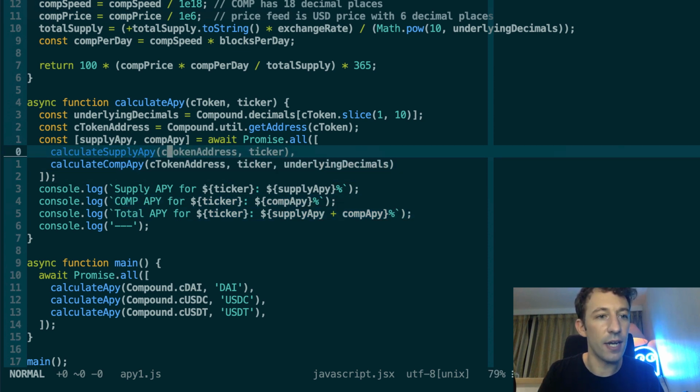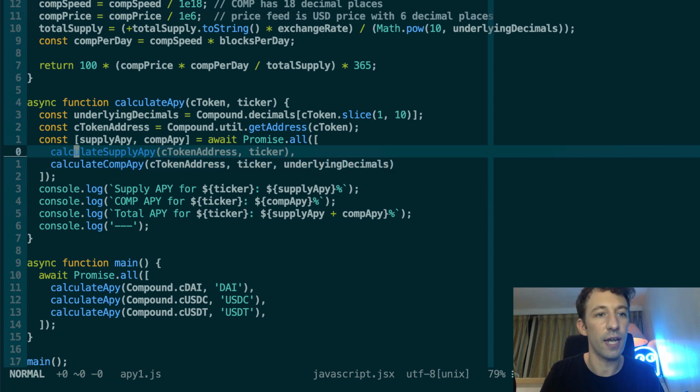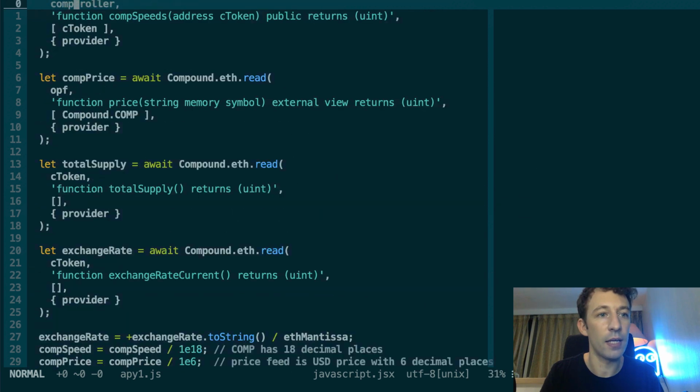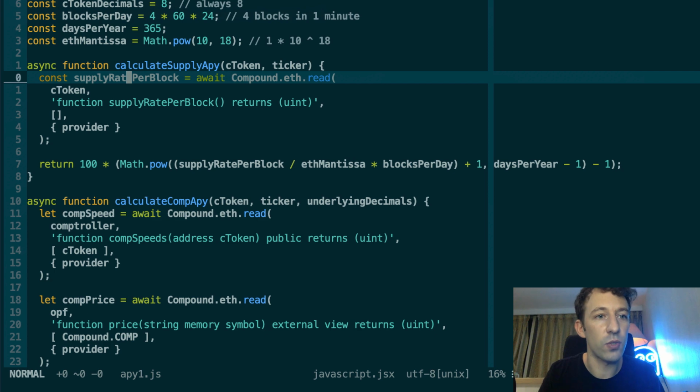So next, let's see how these two functions work: calculate supply APY and calculate comp APY. So first, calculate supply APY. Let's go there. Okay, so we pass in the address of the C token. So CDAI, CUSDC, or CUSDT. Then the ticker is just a string that represents the market. And here we are going to get a value called supply rate per block. So that's basically the interest rate just for one block.